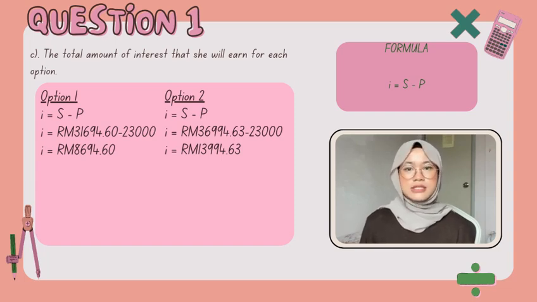Next, for option 2, we also use the same formula. The S given is 36,994 ringgit 63 cents minus 23,000, and the answer for option 2 is 13,994 ringgit 63 cents.